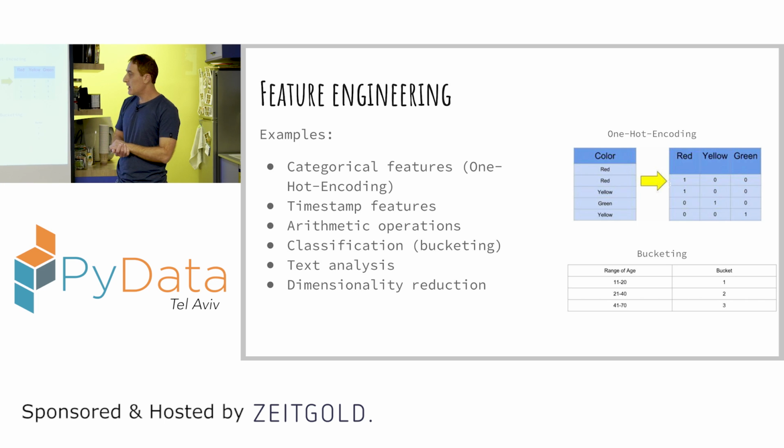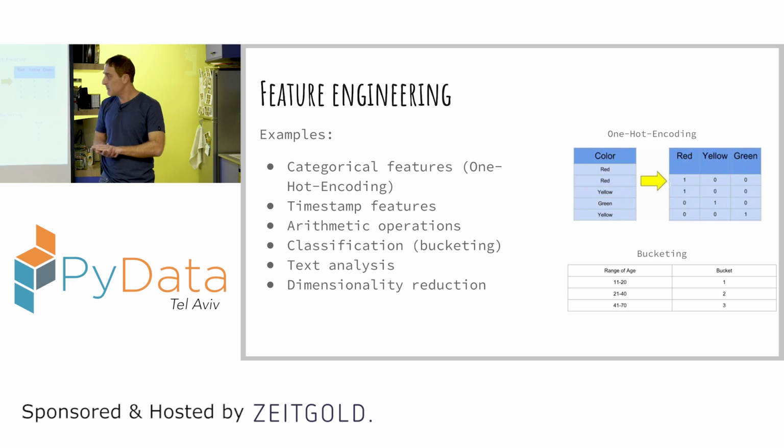With bucketing, some models take buckets better than an original column, an original feature. For example, age, which is the example we have here. Instead of age, we have buckets of ranges: lower range, middle, and higher range.